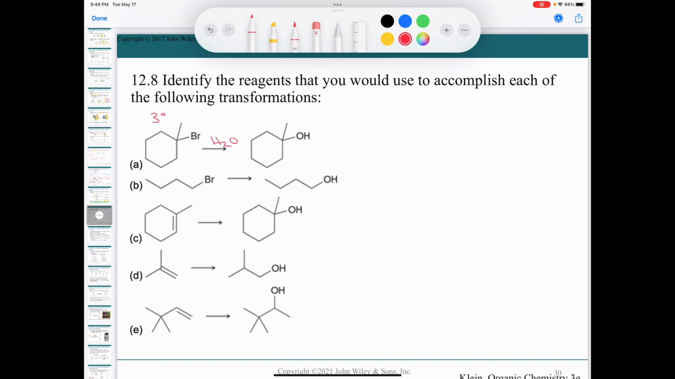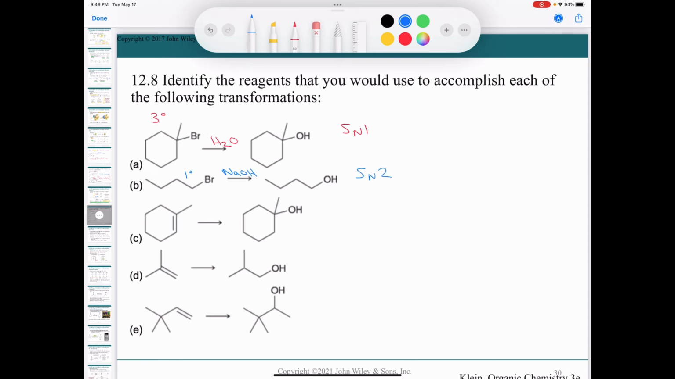In the next one, we have a primary alkyl bromide, and we want to convert that to a primary alcohol. And so for that, since it's primary, we can just use sodium hydroxide, and the hydroxide is going to act as an effective nucleophile and give us the SN2 product. So let's pencil in the mechanisms here. This is SN1, and this one here is SN2.